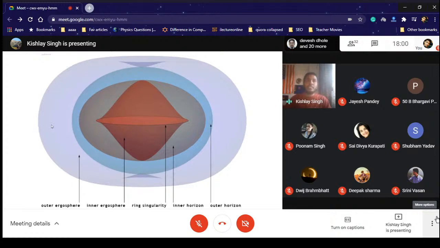And once you move inside this purple region, and you are outside of this light blue region, this region is called the ergo region, right? What this physics basically shows is that if you enter here, you cannot stay stationary at this particular point. You have to rotate in the direction of the rotation of the black hole. You cannot stay stationary here.